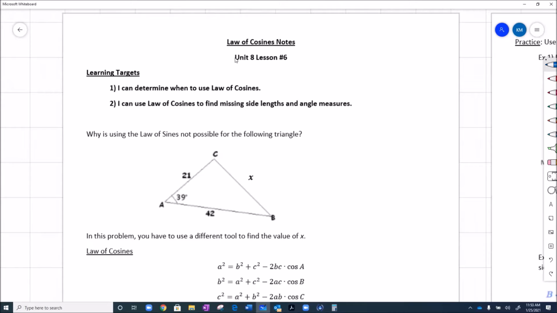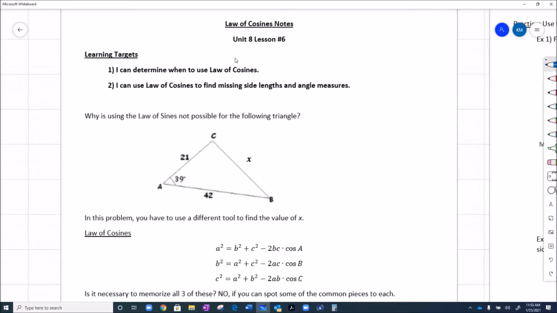Today we're looking at law of cosines notes. At the end of this video, you should be able to determine when to use law of cosines, and you should be able to use the law of cosines to find missing side lengths and angle measures.